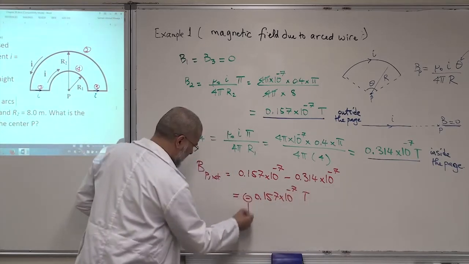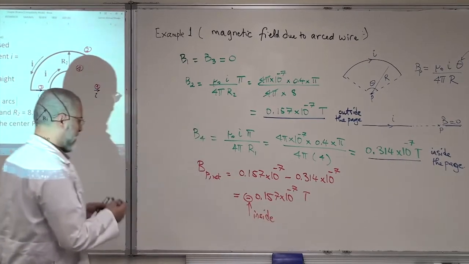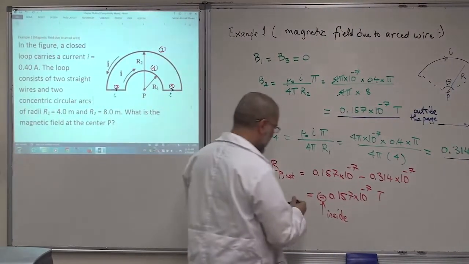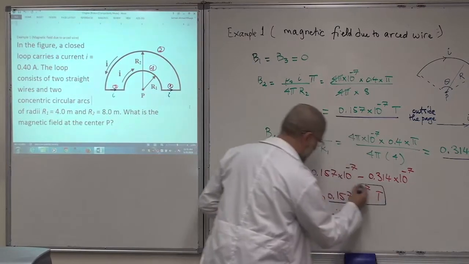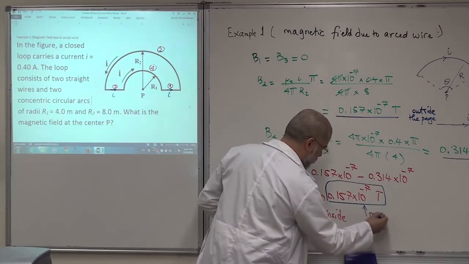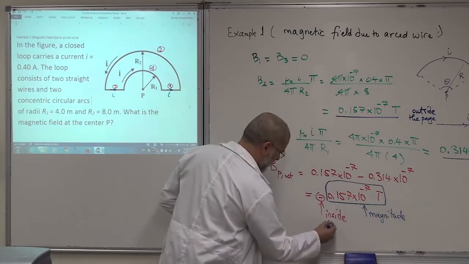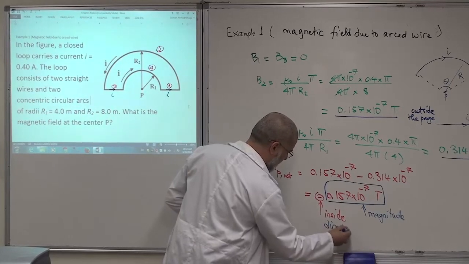The minus sign is the indication that it is inside. So the magnetic field is inside. That's the net magnetic field at point P, the magnitude here, and the direction is given by the minus sign here.